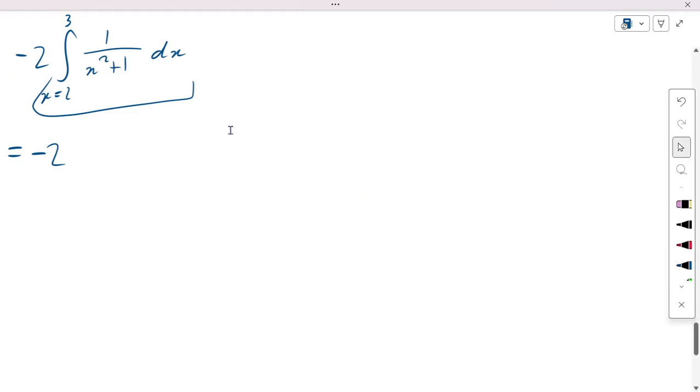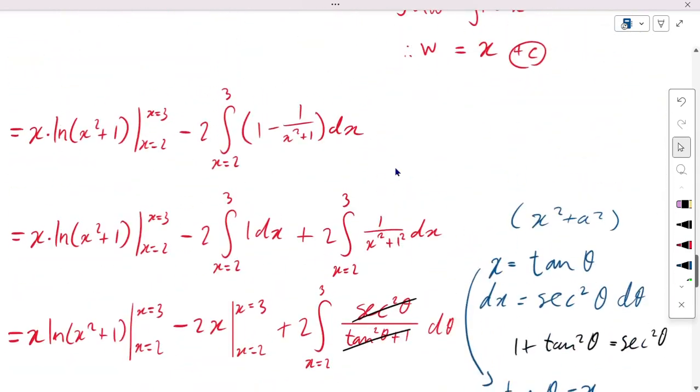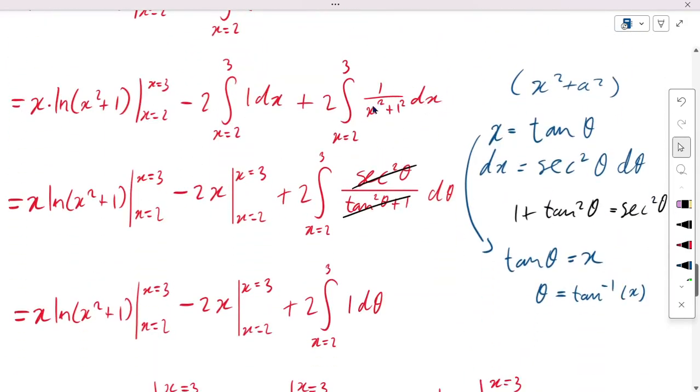What do we know the integral of 1 over x squared plus 1 is equal to? Let's just go back to our working over here. Somewhere here, right? So let's focus on this part here. We know that we did the trig substitution. We don't need to change anything. It's going to be the exact same thing, right?